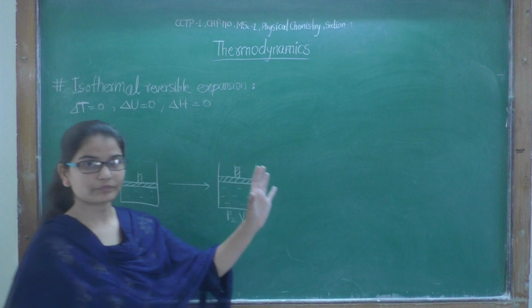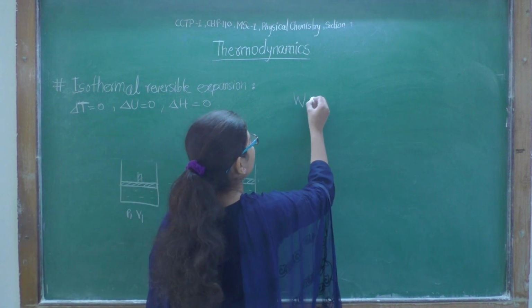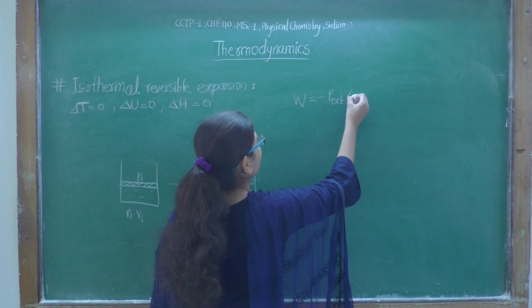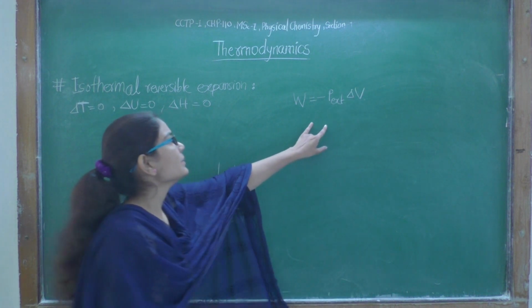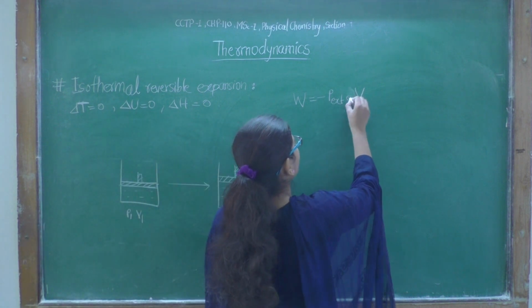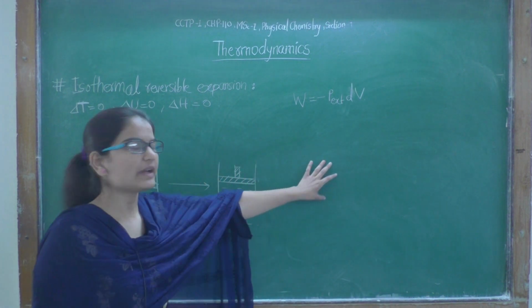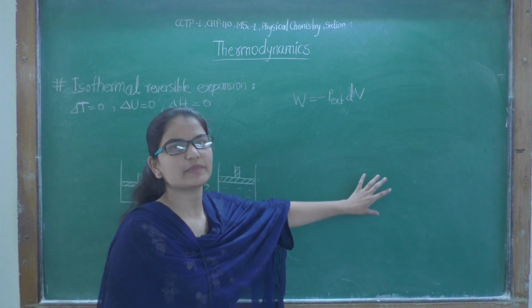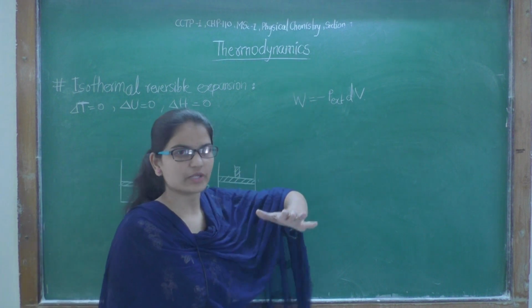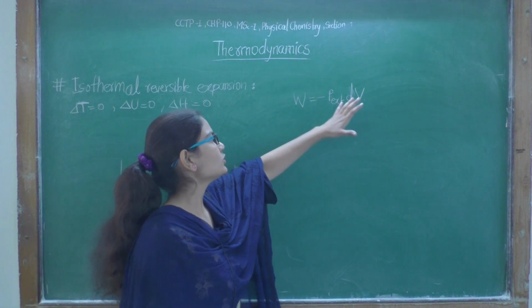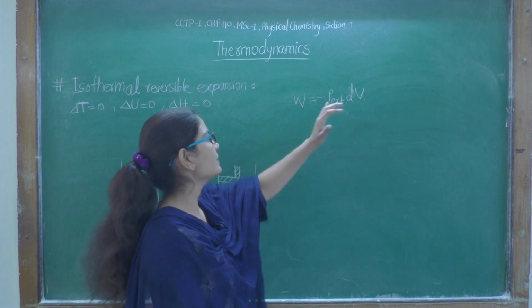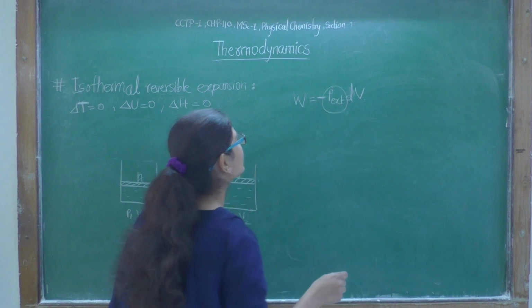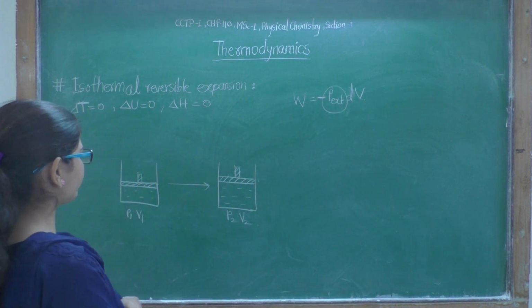What is work? We have seen work earlier. W is equal to minus P external delta V. Why? Because we know work is opposing force into displacement. The opposing force is the external pressure, so force is P external and the change is dV. And here the minus sign is because it is opposing. So W is minus P external dV.